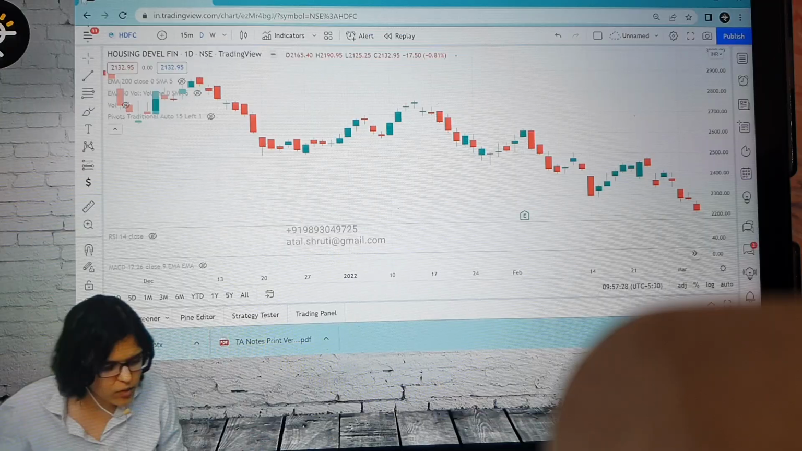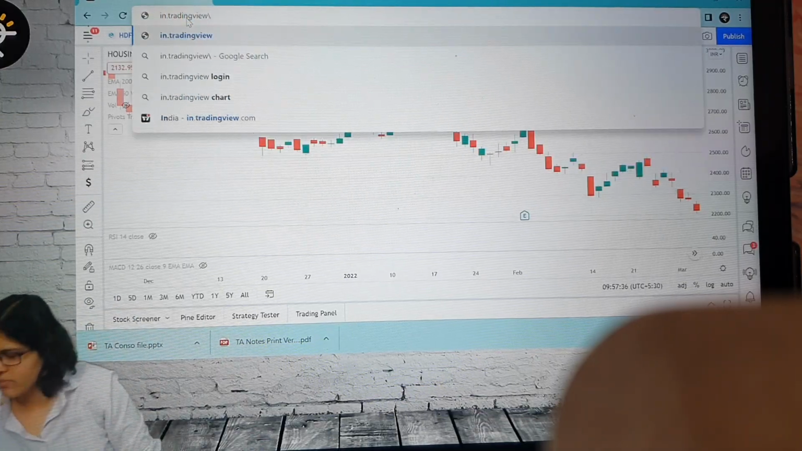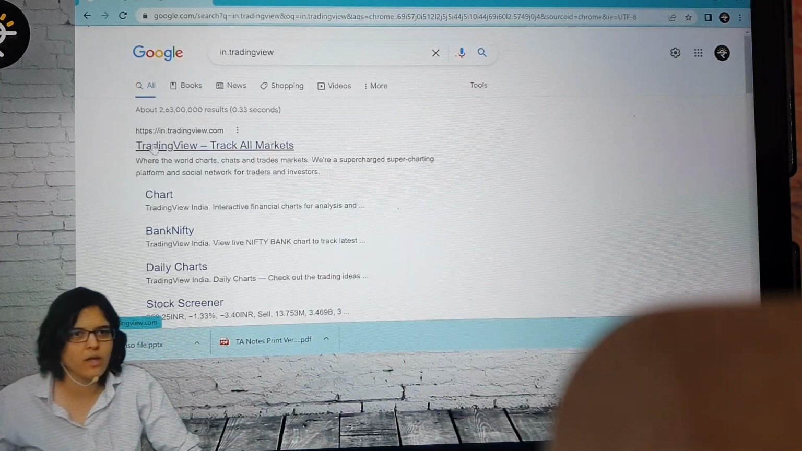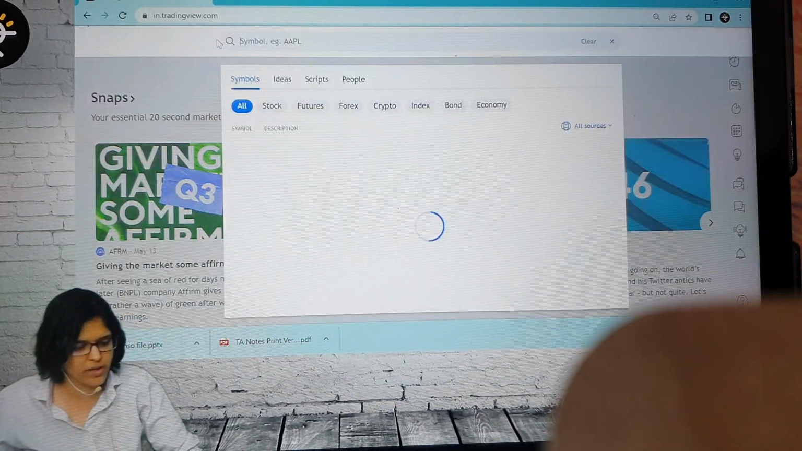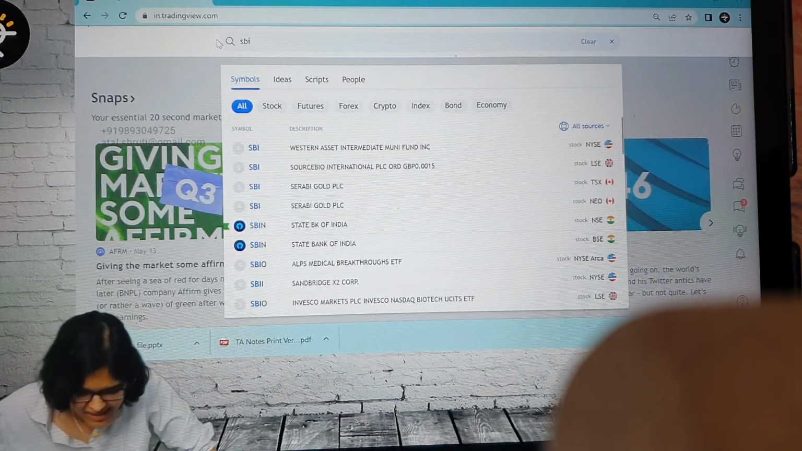So one last time, we are going to go back to the TradingView homepage for a quick revision. Everyone ready? TradingView website. Okay, now search. What do I type? We can type something different too. SBI, State Bank of India.